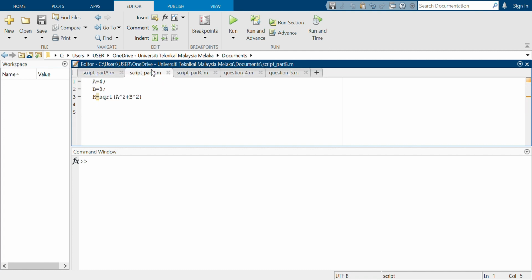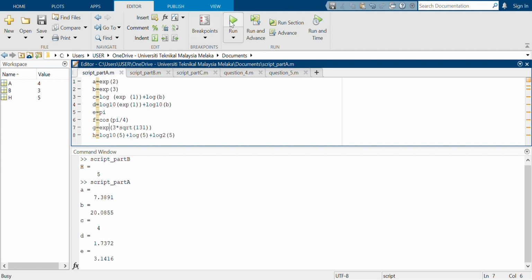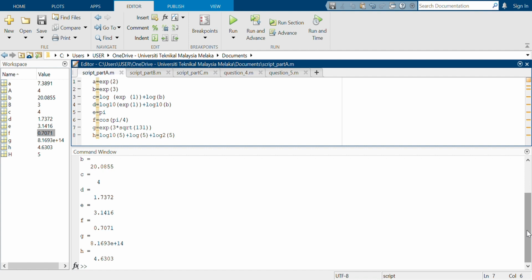So for part B, the lab report asks us to find the hypotenuse for values of A and B. So this is the expression, which is square root of A power of 2 plus B power of 2. So when I run it, I will get 5. Oh sorry, for part A, when I run it, this is the result that I got.